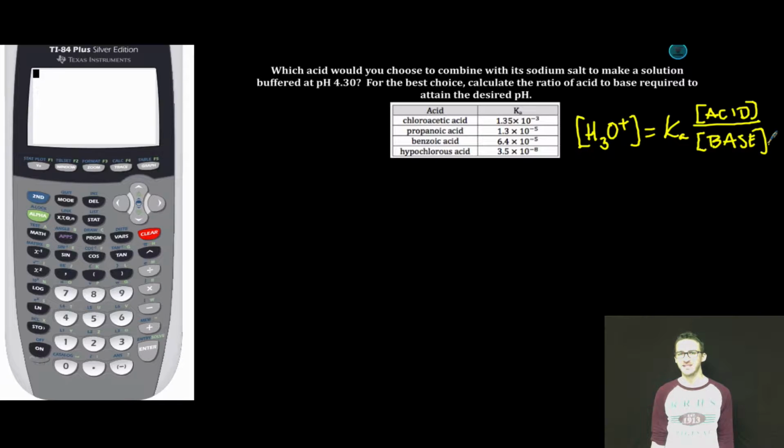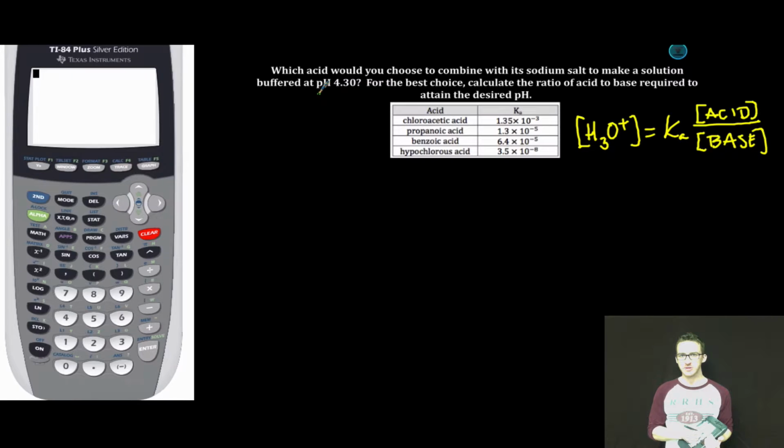It says, which acid would you choose to combine with its sodium salt to make a solution buffered at pH 4.30? For the best choice, calculate the ratio of acid to base required to attain the desired pH. And as you take a look at your screen and in your notes, we're given a table of 4 different acids and their Ka values.